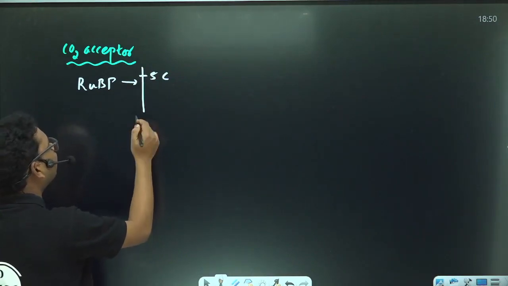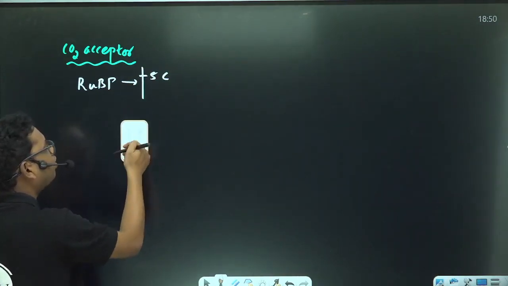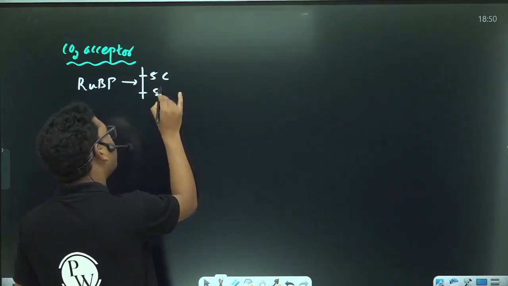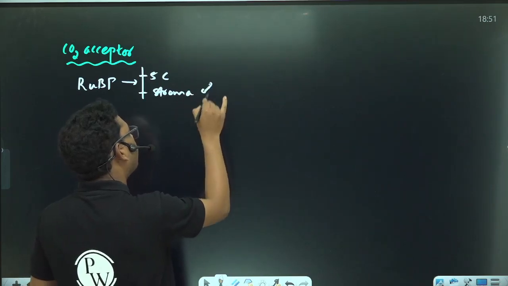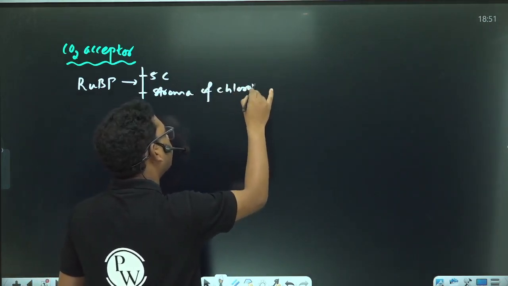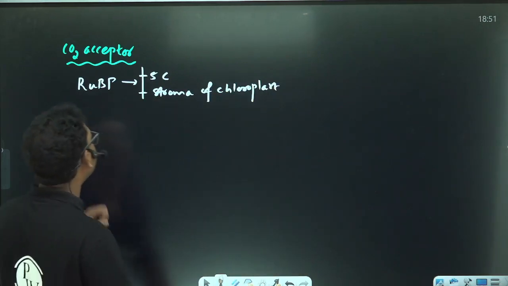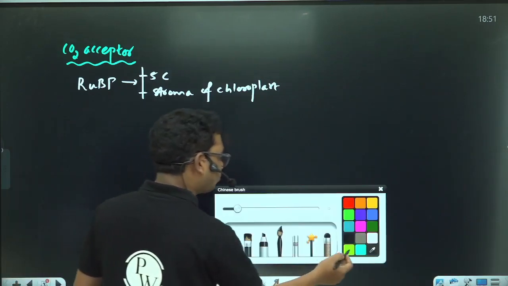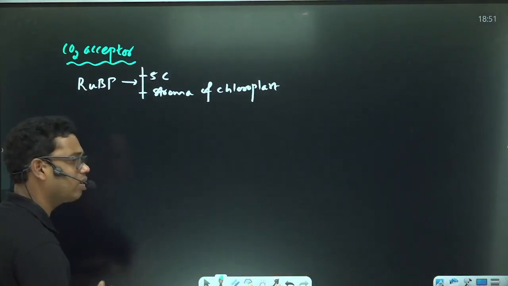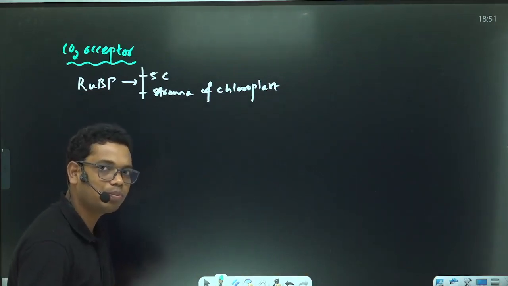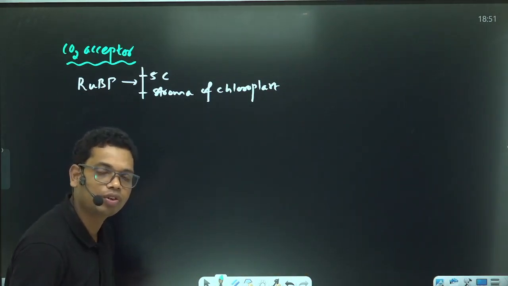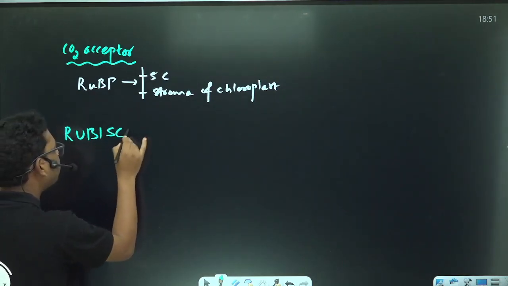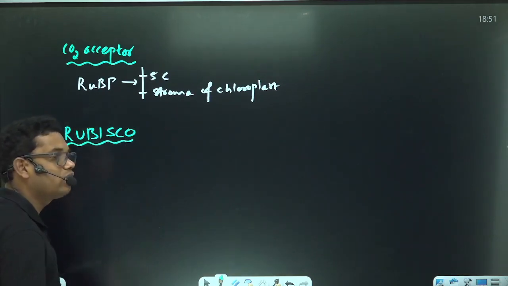Where do you find this? You find this in the stroma of the chloroplast. So this is the CO2 acceptor of Calvin cycle. In the process of Calvin cycle, many enzymes are involved, and the most important enzyme is RuBisCO. You should know about RuBisCO. So what is RuBisCO? RuBisCO is nothing but the carboxylating enzyme.